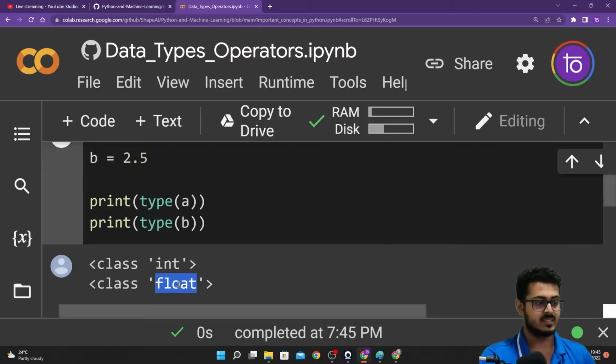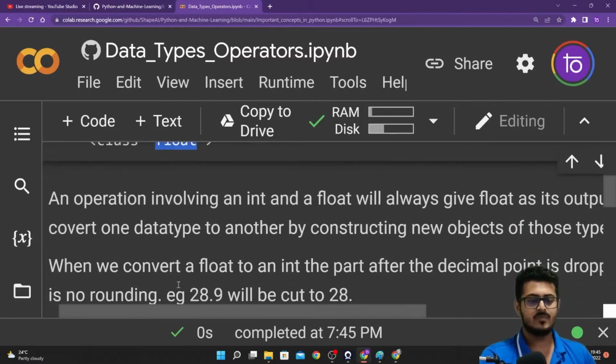Are you guys able to understand this? Please do let me know, guys. Great. So move on from here.